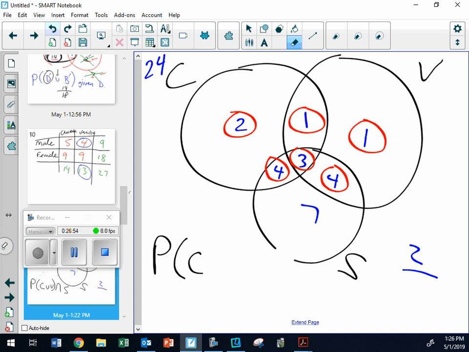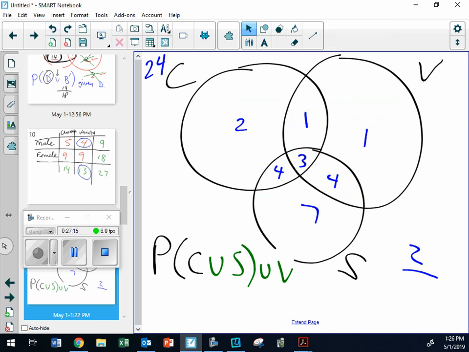All right. This is going to be C union S union V. I better get the red off of there so it doesn't confuse you. C union S union V. And I can make these so difficult that probably only one kid can get it right. I'll give you the ultimate challenge in a minute.